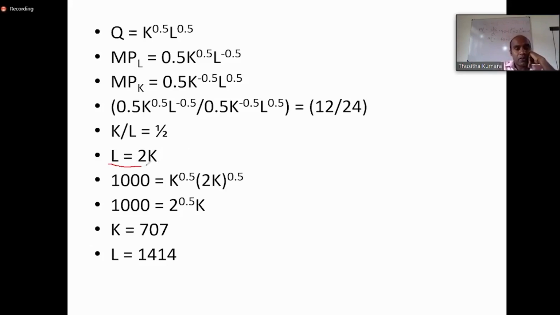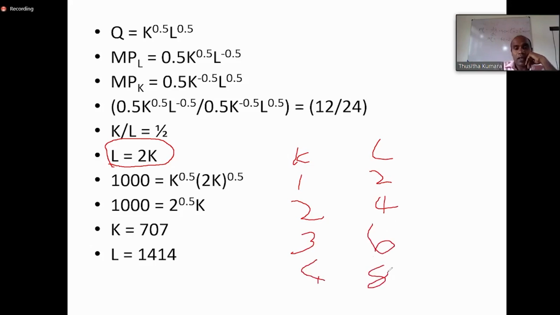This is known as the expansion path. This tells us how we are going to mix K and L in different scenarios. If we are changing the budget line, how we are going to change the K and L. So in this case, let's say we put a table K and L. If K equal to 1, L equal to 2. K equal to 2, L equal to 4. K equal to 3, L equal to 6, K equal to 4, L equal to 8.